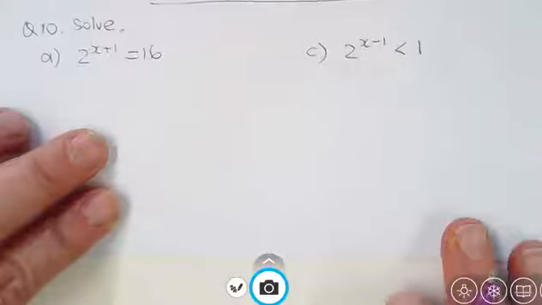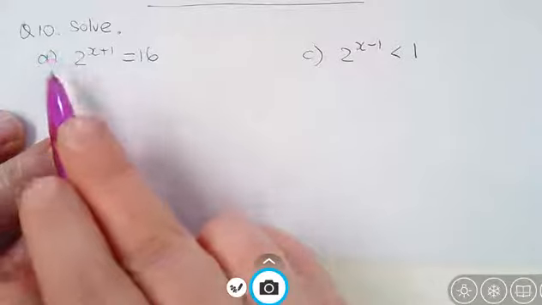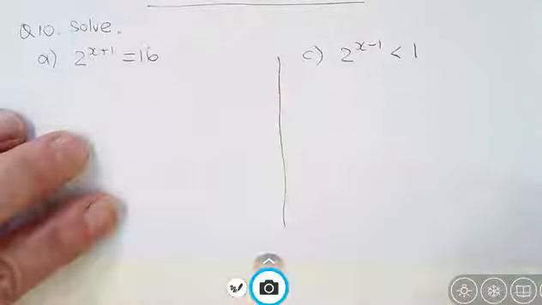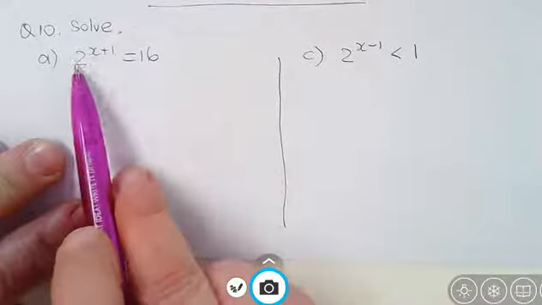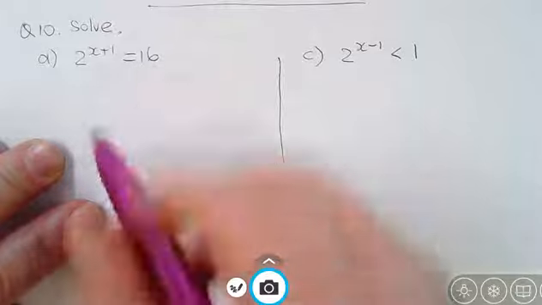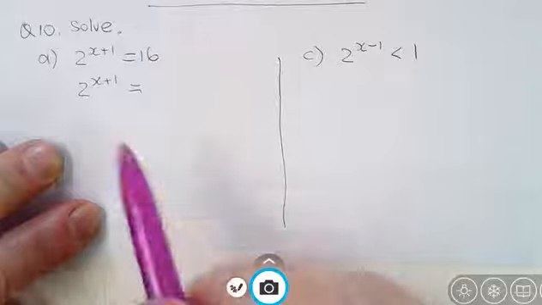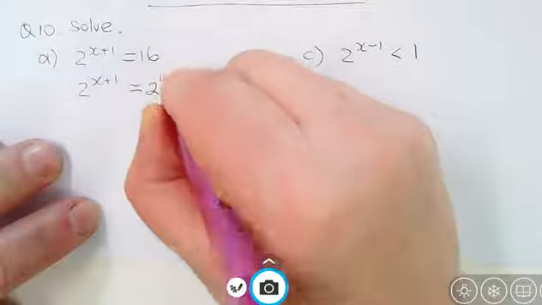The questions here, some are equations, some are inequalities. So looking at question 10, A and C. Before you go taking logs or anything like that, just see whether, I've got base 2 here, if 16 can be written as base 2, that would be the easiest way to answer this question. So 2 to the power of x plus 1 equals 16, but we know that 16 is 2 to the power of 4.